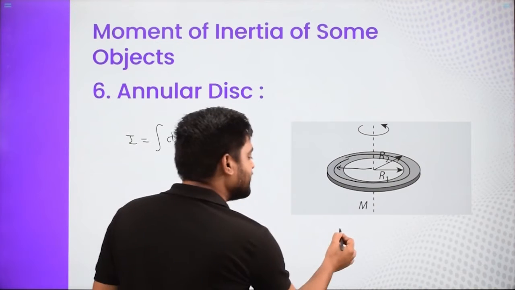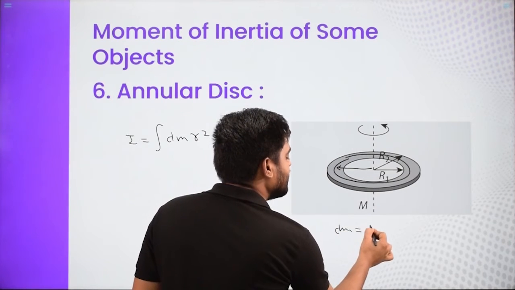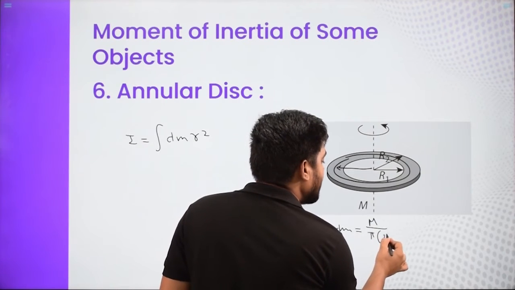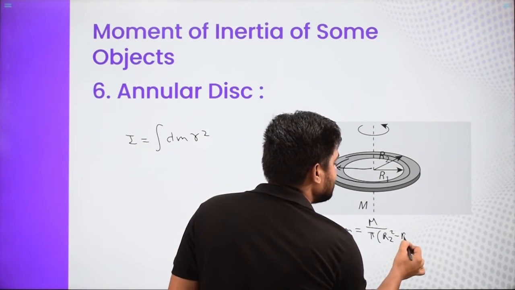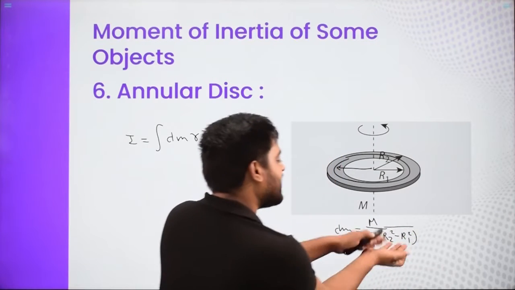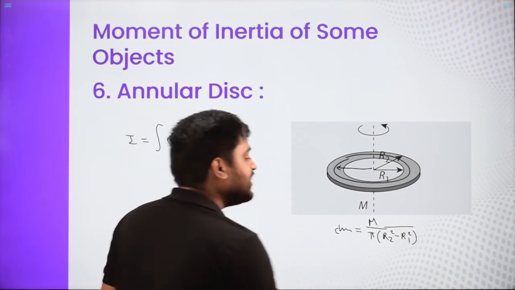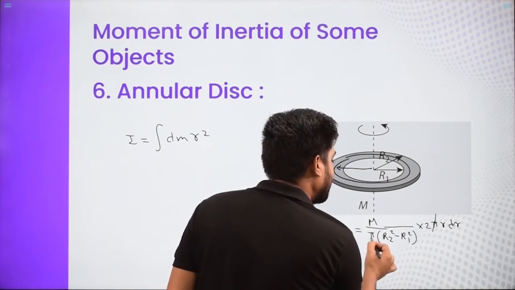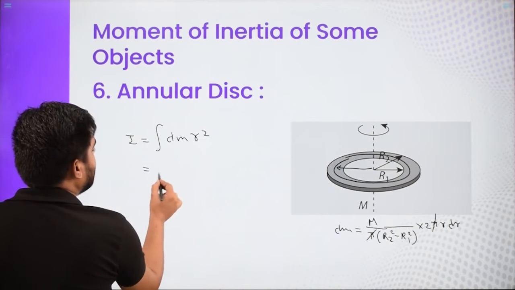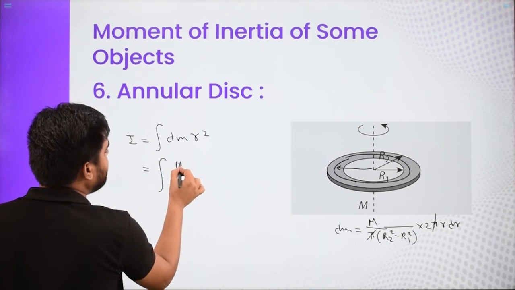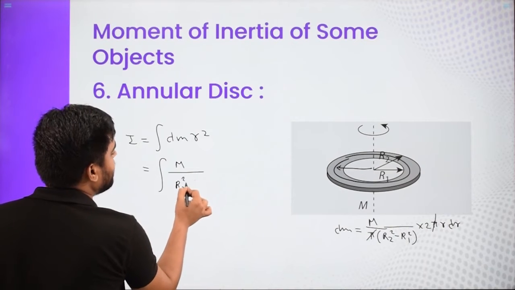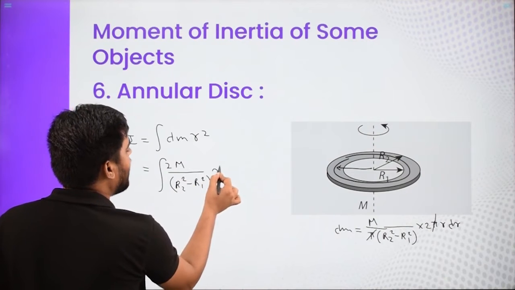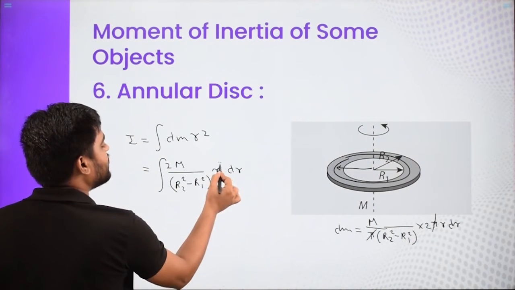So what will be the dm? The mass of that ring is going to be the total mass divided by total area. But the area is what? Pi times R2 square, the outer radius, minus R1 square. So this is the total mass upon total area into required area, which is 2 pi r dr. So we can cancel out pi and then we get the value of dm. Dm is nothing but m divided by R2 square minus R1 square, and then we have 2r dr. And here there is a r square, so we get r cube.